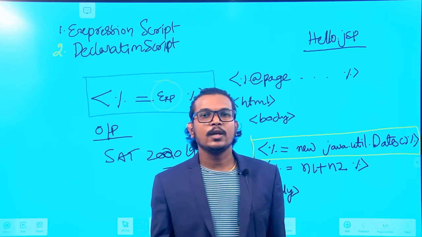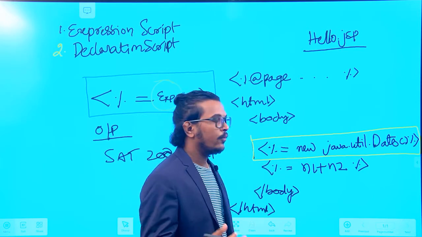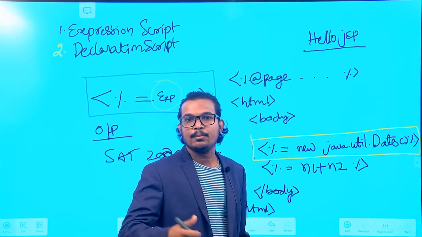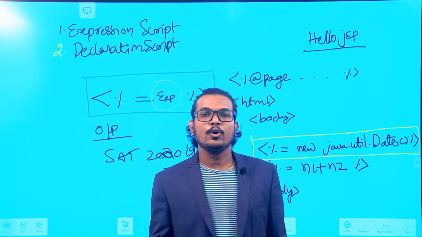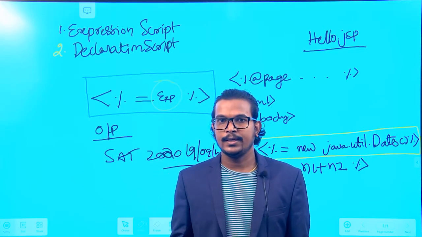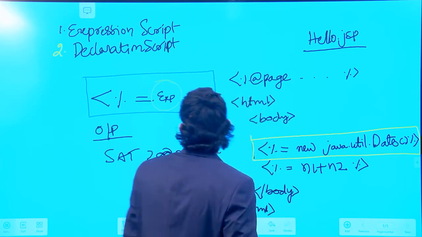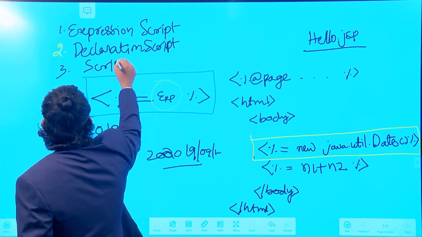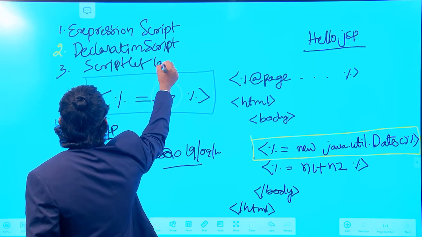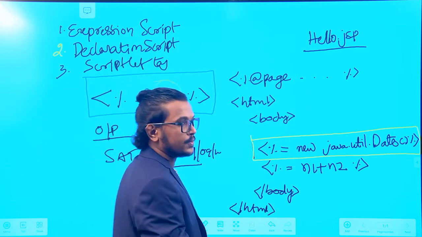Okay, for printing that particular out.println, we have to use the scriptlet tag. For normal purposes, we have to use the scriptlet tag. So the last one is the scriptlet tag. Scriptlet tag you have to use.